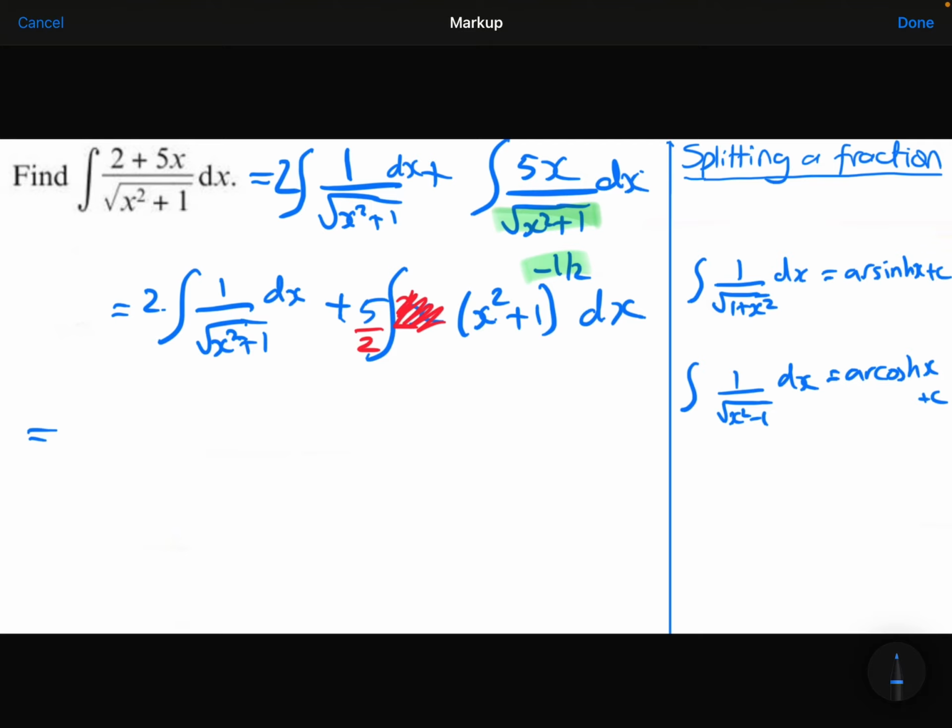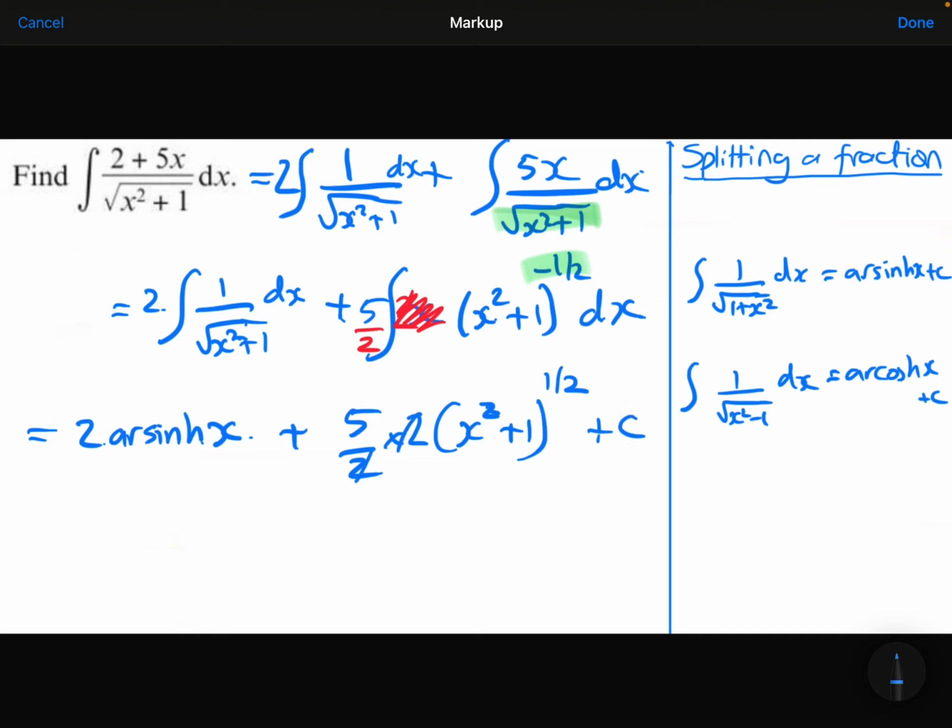So like I say, this first term will integrate just to be 2 arsinh x. The second integral, we've got 5 over 2 times, we're going to add 1 to the power, so we're going to add 1 to the minus 1/2, so that's now going to become plus 1/2. Divide by the new power, so divide by 1/2 is the same thing as timesing by 2. These cancel out, and we just get left with 2 arsinh x plus 5 lots of x squared plus 1, all square rooted, plus c.